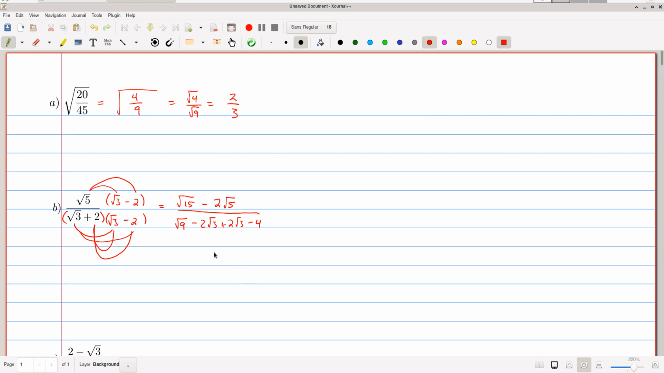Now in the denominator, I see that we can do a few things. First, we can combine like terms. Minus 2 radical 3 plus 2 radical 3 will cancel. Then the square root of 9, we can simplify that to just 3. So this becomes radical 15 minus 2 radical 5 over 3 minus 4. And 3 subtract 4 is negative 1.